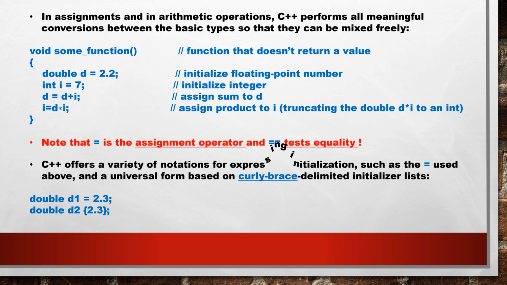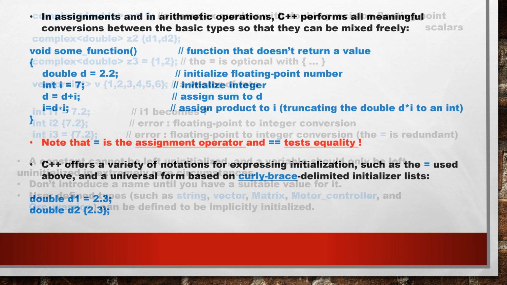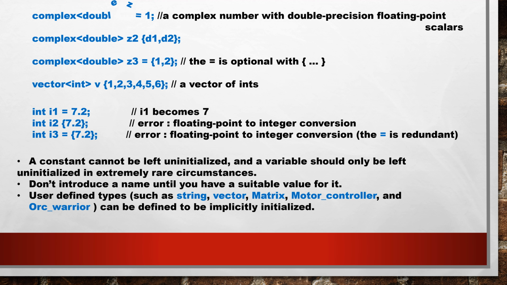C++ offers a variety of notations for expressing initialization, such as the = used above, and the universal form based on curly-brace-delimited initializer lists. double d1 = 2.3; double d2 {2.3}; complex z = 1, a complex number with double-precision floating-point scalars. complex z2 {d1, d2}; complex z3 = {1, 2}. The = is optional with curly braces.